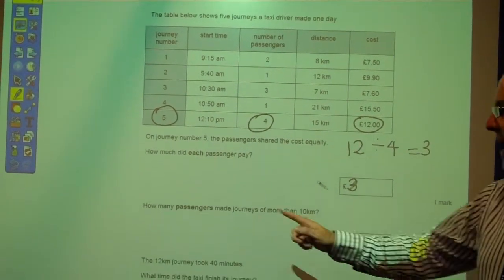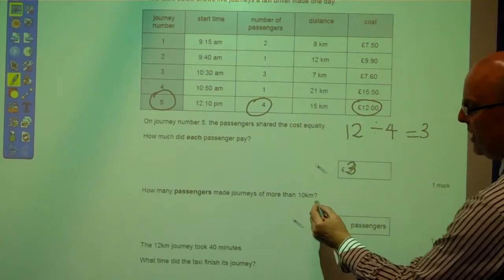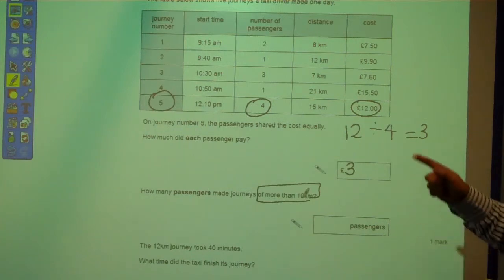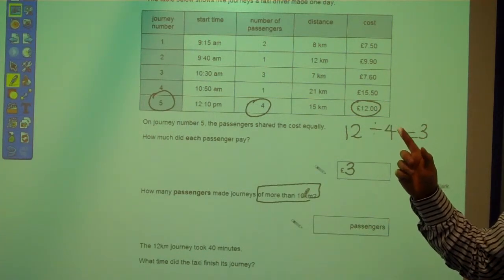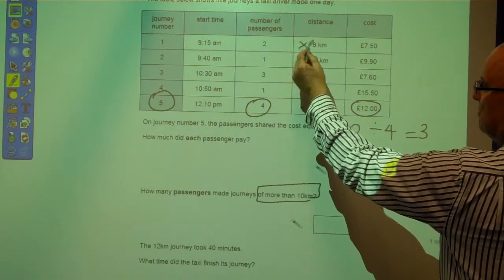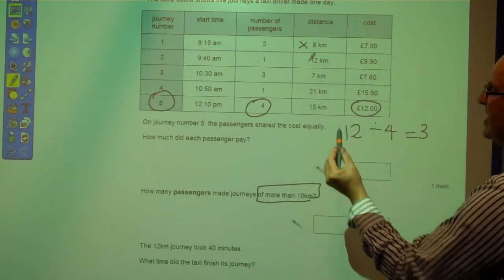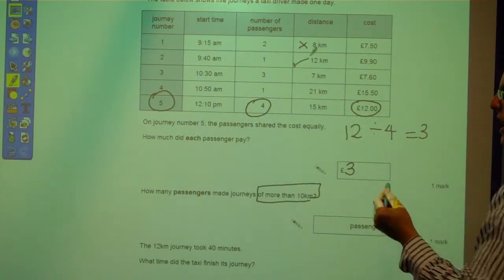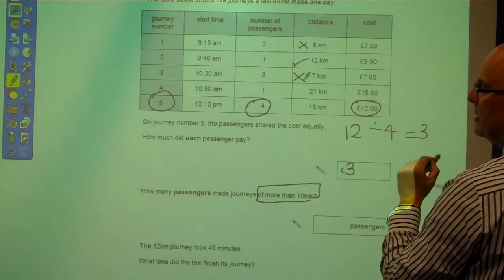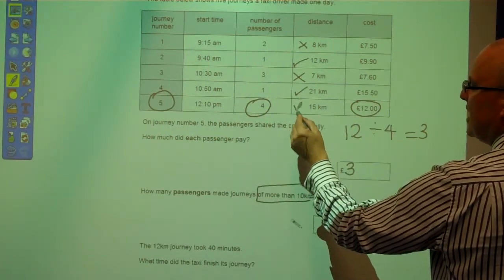Question number 2. How many passengers made journeys of more than 10 kilometres? So here's the vital piece of information. More than 10 kilometres. I'm going to tick the journeys that took more than 10 kilometres. Journey 1, 8 kilometres. No. Journey 2 was a 12 kilometre journey. Yes. That was more than 10. Journey 3, 7 kilometres. No, less than 10. Journey 4, 21 kilometres. Yes, more than 10. Journey 5, 15 kilometres. Yes, more than 10.